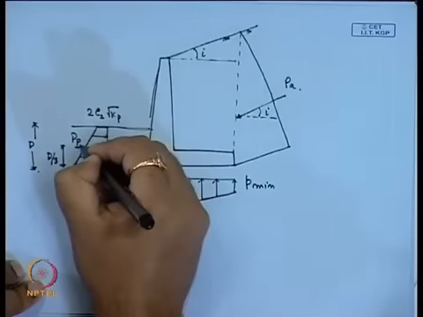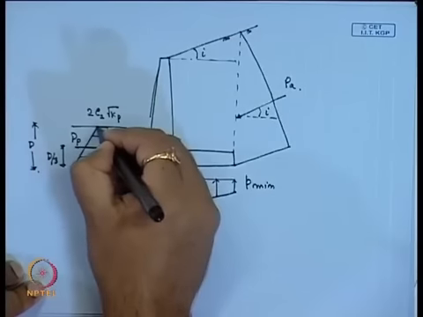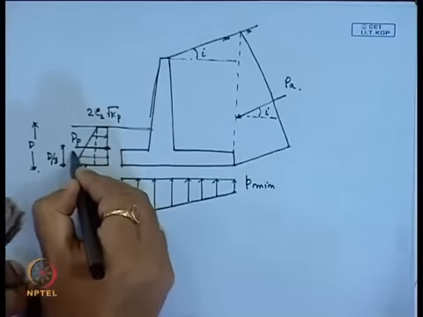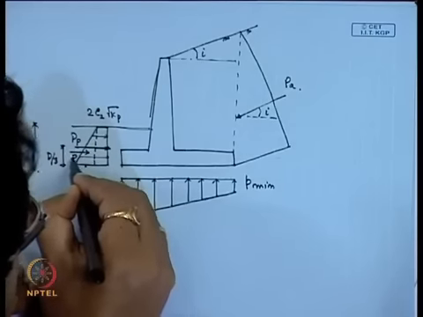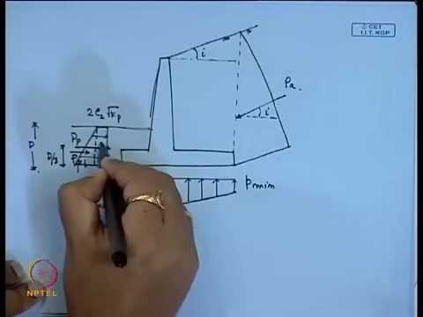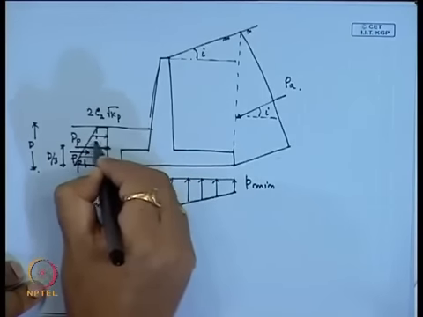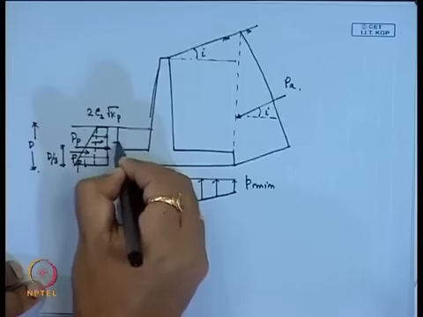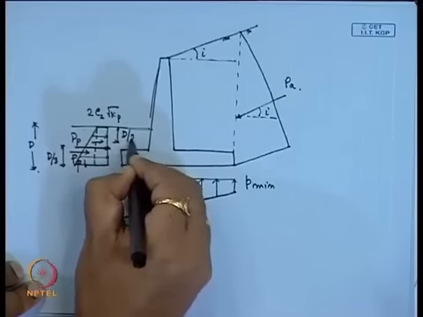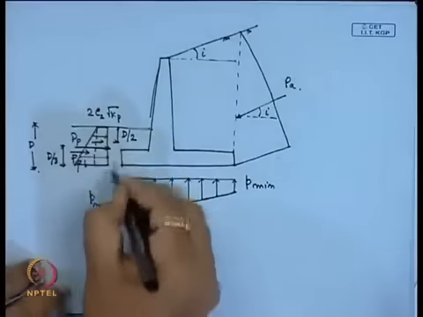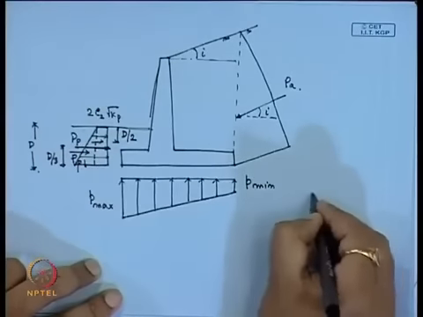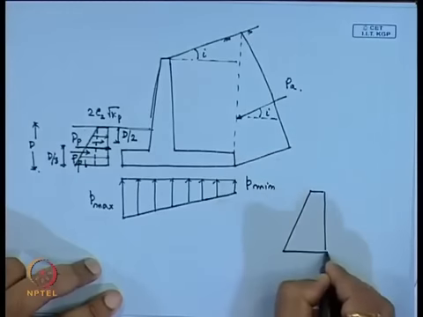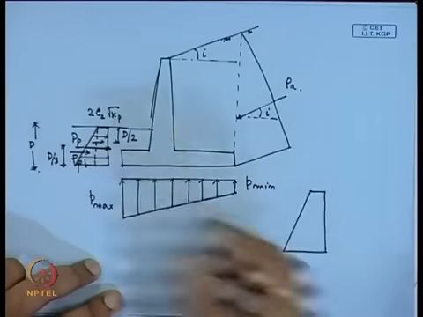So, for this P P we can divide this part into two different portions. One is P P 1 and another one is P P 2. So, this P P 2 will act at a distance of d by 2. So, now finally, if I consider this stress again, if I draw here, this is the passive force distribution for this portion.